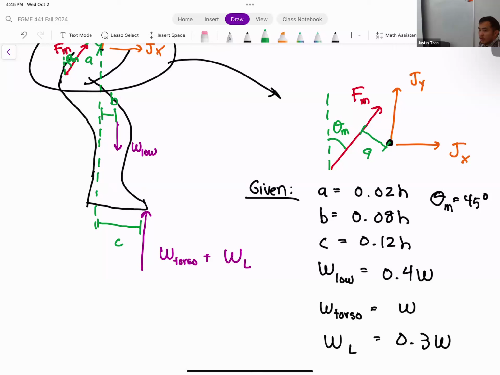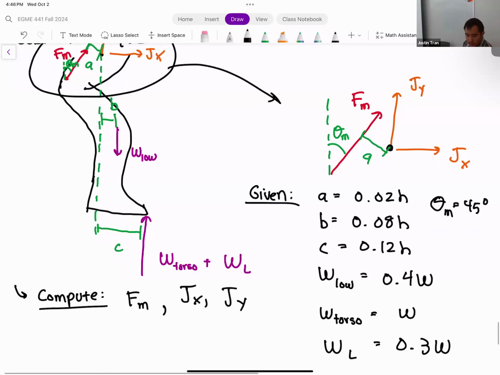Given all this information, let's start solving this problem. What we want to do is compute our muscle force, Fm, and our joint reaction forces, Jx and Jy. It's a very typical problem, just within a different context here. Any questions on the setup of the problem? Okay, let's go ahead and solve this.